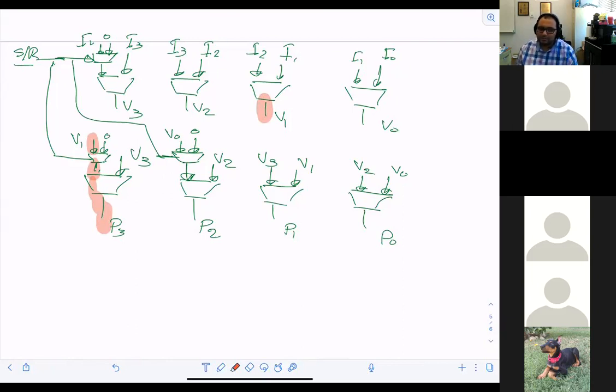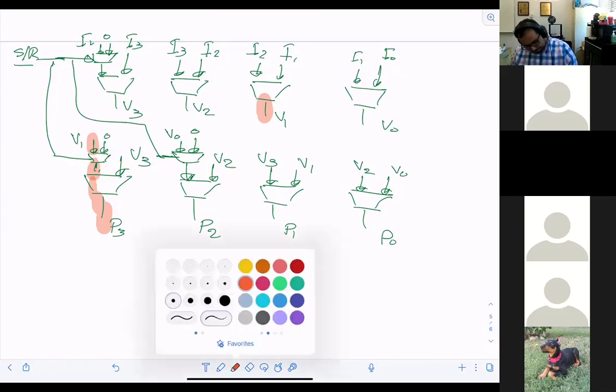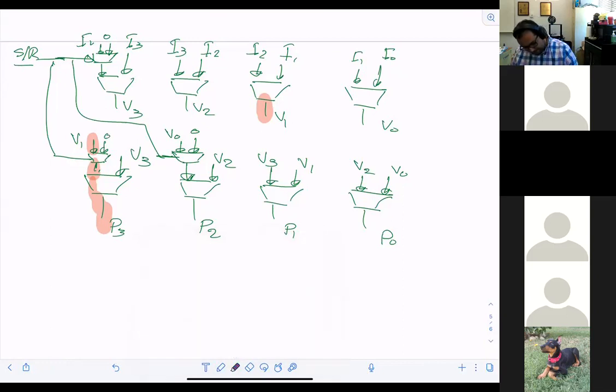Where is the longest? Would it be at the beginning, the I2, the multiplexer at the I2? Which one again? The very left. This one you mean? No, the one above, top left. The I2 and the I3. You mean this one? Yeah.